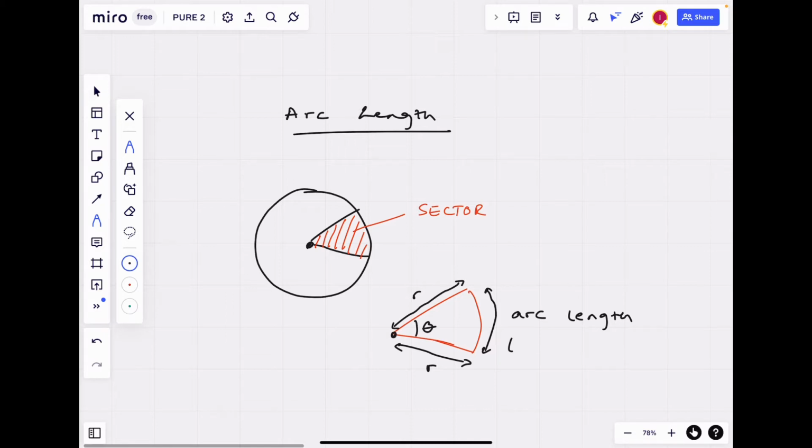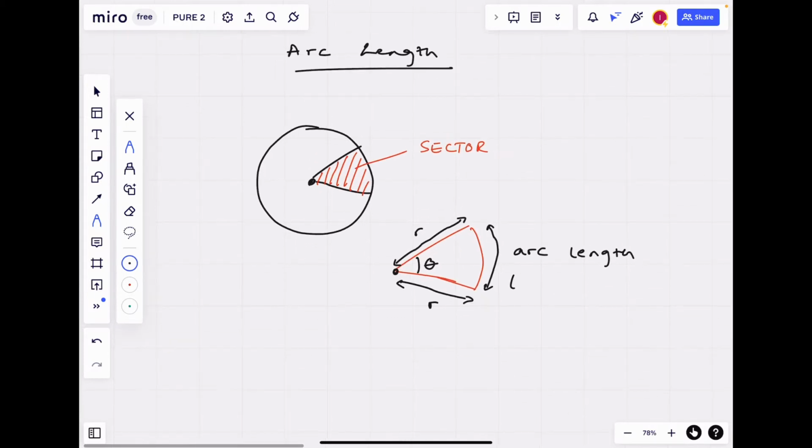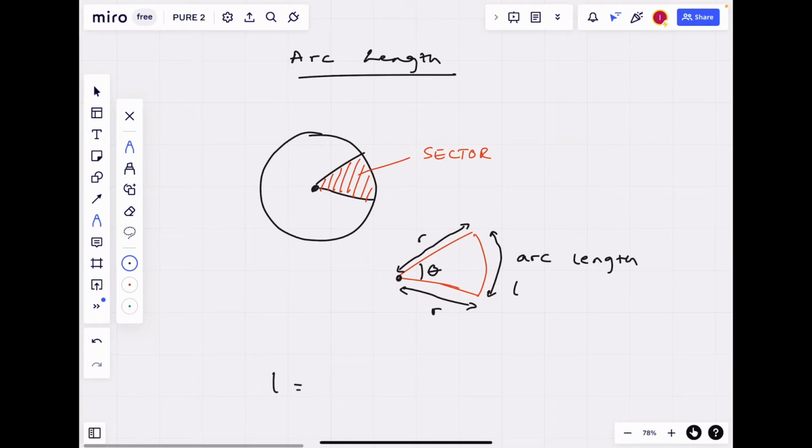So your sector takes up a portion of your whole circle. That portion will essentially be determined by the angle. So it could be skinny, it could be really wide. It could be a small pizza slice, it could be a really big one. Okay? Now, there's one equation that you need to know in order to work out the arc length. So in order to work out L, you take the radius and you times that by the angle.